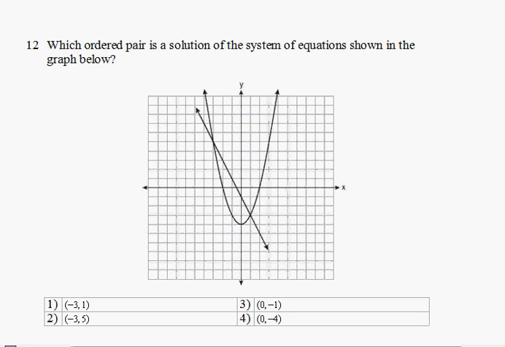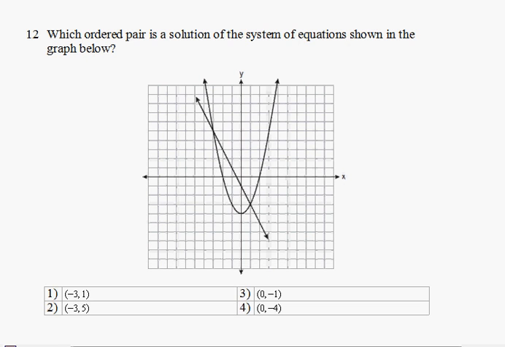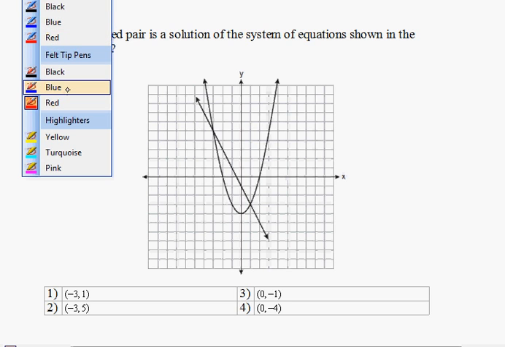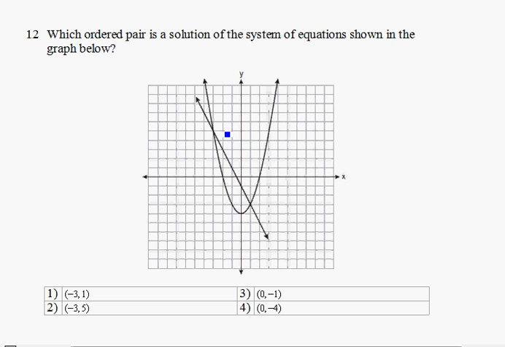Number 12, which ordered pair is a solution of the system of equations shown in the graph below? Well, anytime you're looking for a solution between 2 different lines or graphs, you look for the point of intersection. Where the 2 graphs intersect, that's where the solution is going to be. So between this line and this parabola, we have 1 point over here that touches, also another point over here. If you see any of these points below, that'll be the answer.